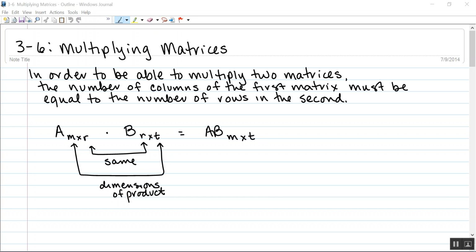Section 3.6 is on multiplying matrices. In order to be able to multiply two matrices, the number of columns of the first matrix must be equal to the number of rows of the second matrix. So let's take a look at an example here.